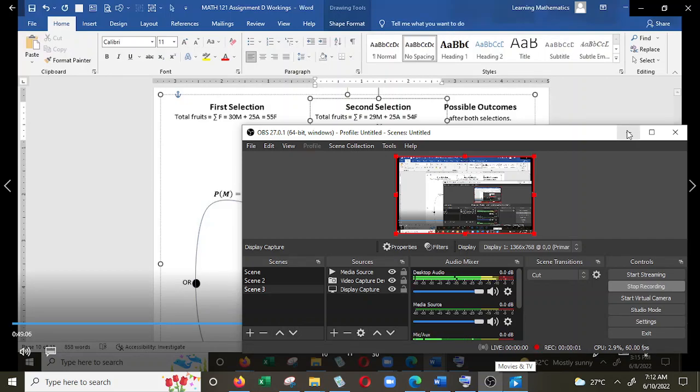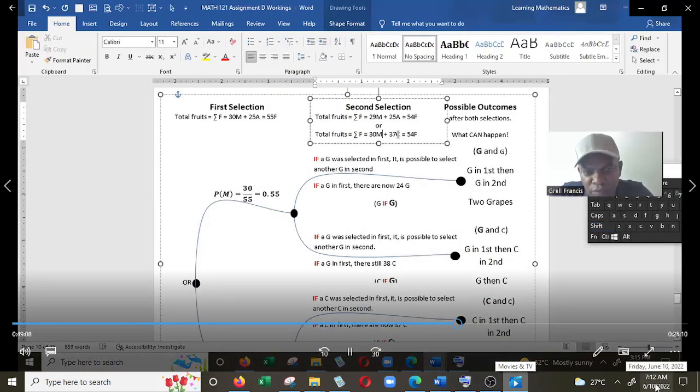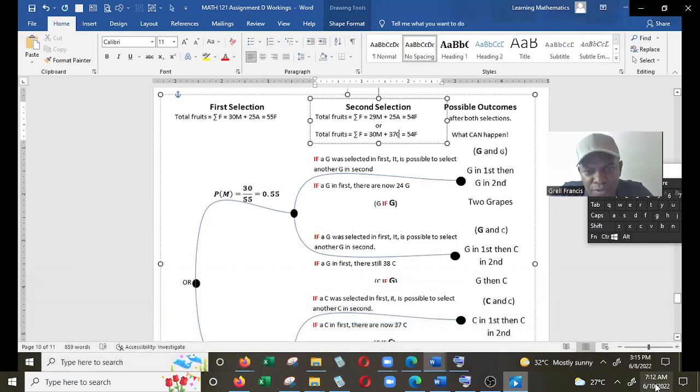Still have 30 mangoes, but you will have 24 apples. Okay, so that's the two ways that the 54 can happen. Either you can have 29 mangoes with 25 apples, that's in the second selection that we're talking about, or you can have 30 mangoes with 24 apples. You're realizing I'm not using the word and, but here now this is an algebraic sentence, so plus and is plus in algebra. Bear that in mind.